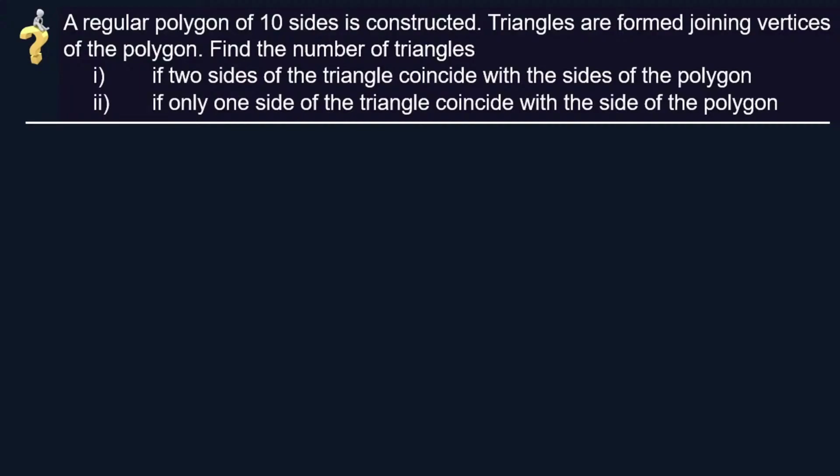In this question, they have said a regular polygon of 10 sides is constructed. Triangles are formed joining the vertices of the polygon. Find the number of triangles formed if two sides of the triangle coincide with the sides of the polygon. Very interesting sum. Let me do one thing. There are 10 sides. So let me just draw.